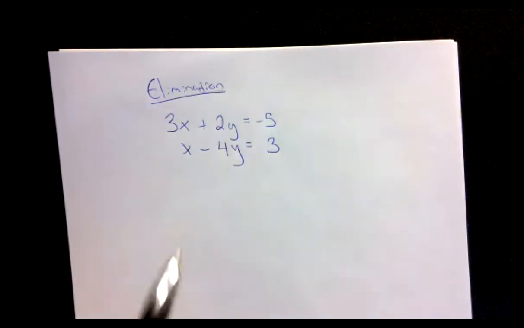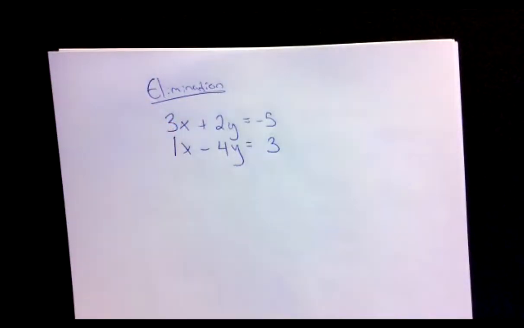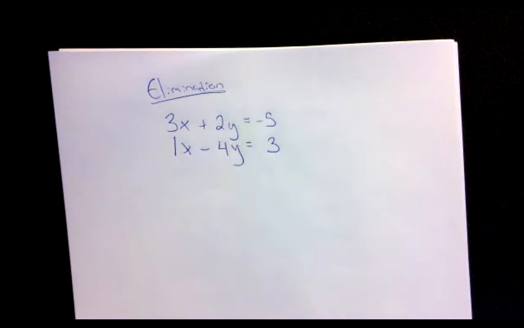All right. Again, if you don't see a number in front of one of the variables, it's a 1. The last system, we were automatically given opposites, my positive y and my negative y. In this case, we are not given opposites. So we've got a 3x and a 1x. We've got a 2y and a -4y. So we're going to have to do something. We're going to have to multiply one or both of these equations by something to get opposites.